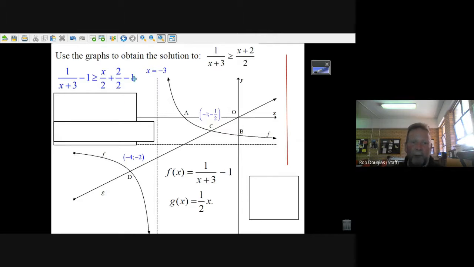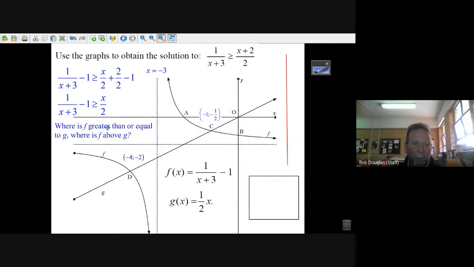What if I did the same thing to the other side of the inequality? Well, I change x plus 2 over 2 into x over 2 plus 2 over 2 minus 1. Oh, look at that, 1 minus 1. Now it's saying, there's the one function, and there's my 1 half x. And they're asking, where is f greater than g? In other words, where is f greater than or equal to g? Where is f above g?